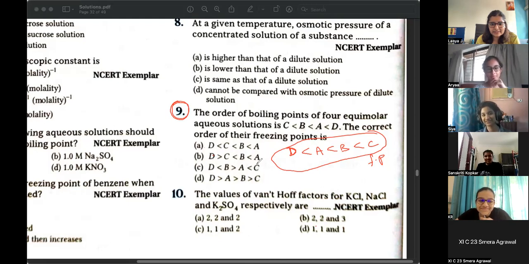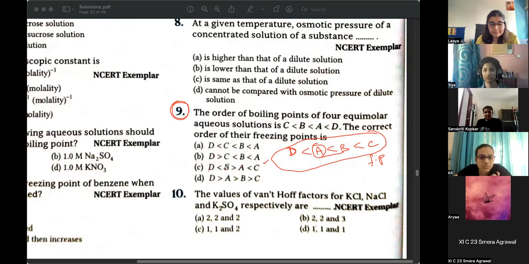Okay. So what is here? Like C is highest. Okay. C is greater than A. C is already greater than A. Okay. A is less than B. A is less than B. Okay. B is less than D. No, B is greater than D. B is greater than D. So C is suiting all the things. The order is fine in C.